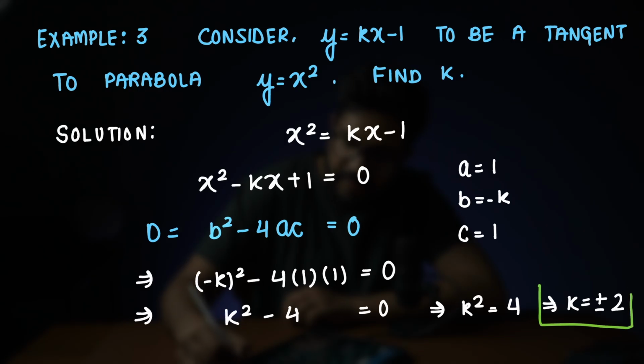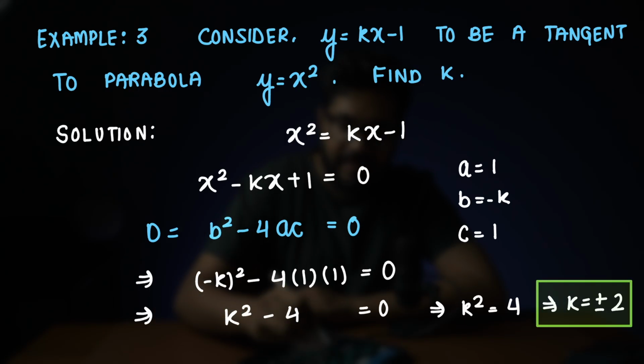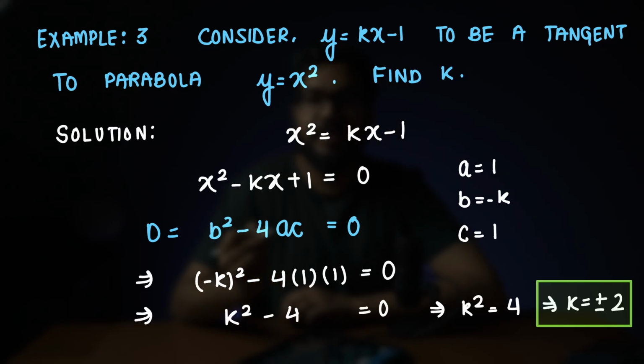So this is a common point where a student makes a mistake while taking the square root of 4. Students generally write only plus 2. They ignore the negative 2. It is also a possible solution since negative 2 square is also 4.